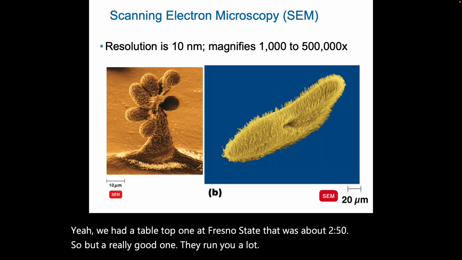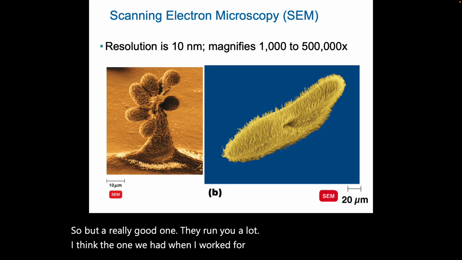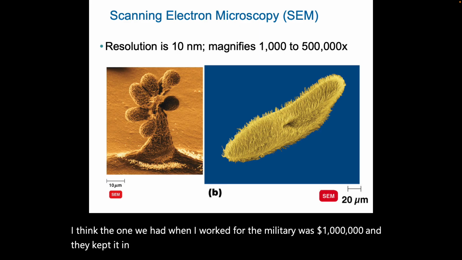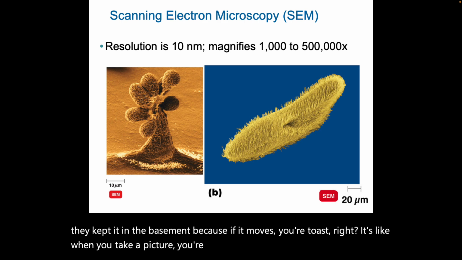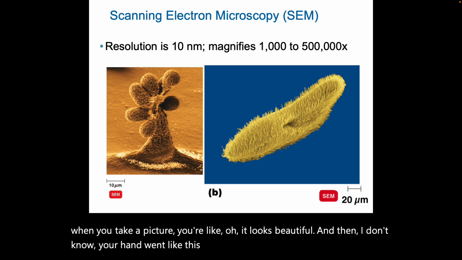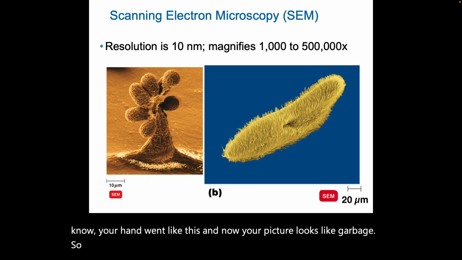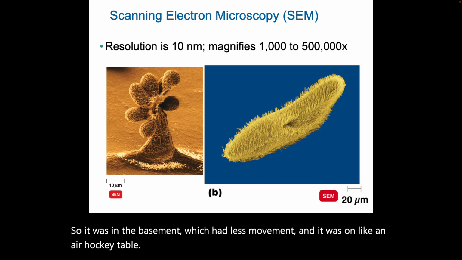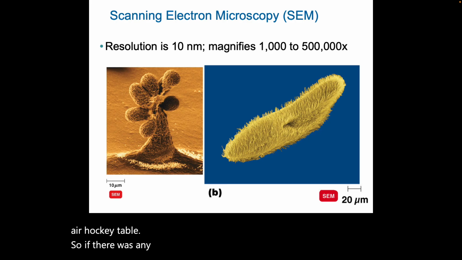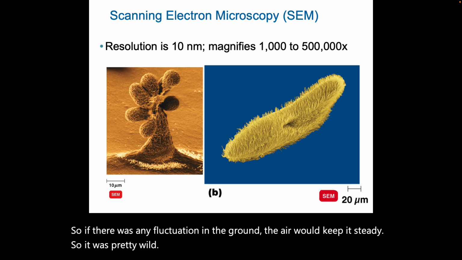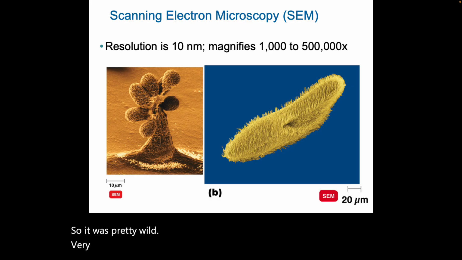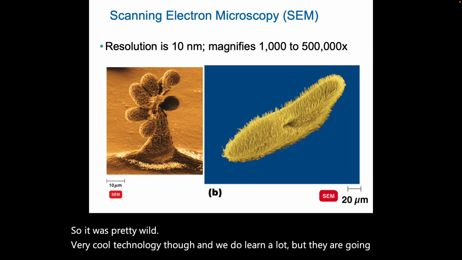I think the one we had when I worked for the military was $1 million, and they kept it in the basement because if it moves, you're toast. It's like when you take a picture. You're like, oh, it looks beautiful, and then your hand moves, and now your picture looks like garbage. So it was in the basement, which had less movement, and it was on an air hockey table. So if there was any fluctuation in the ground, the air would keep it steady. So it was pretty wild. Very cool technology, though. And we do learn a lot, but they are going to be more common in a research setting.